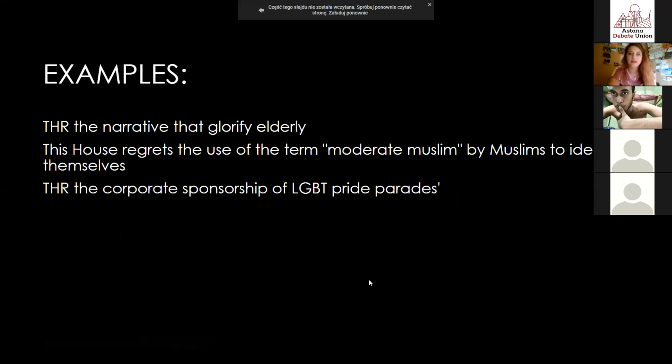Examples: This house regrets the narrative to glorify the elderly. This house regrets the use of the term moderate Muslim by Muslims to identify themselves. This house regrets the corporate sponsorship of LGBT pride parades. If you're interested in the second motion, by the way, there are a lot of great sources on the internet, on how this term was perceived by the Western world and by the Muslims themselves, with a lot of analysis, especially after a few years when that was implemented. So I'm strongly recommending looking into those sources if you are interested in the topic.